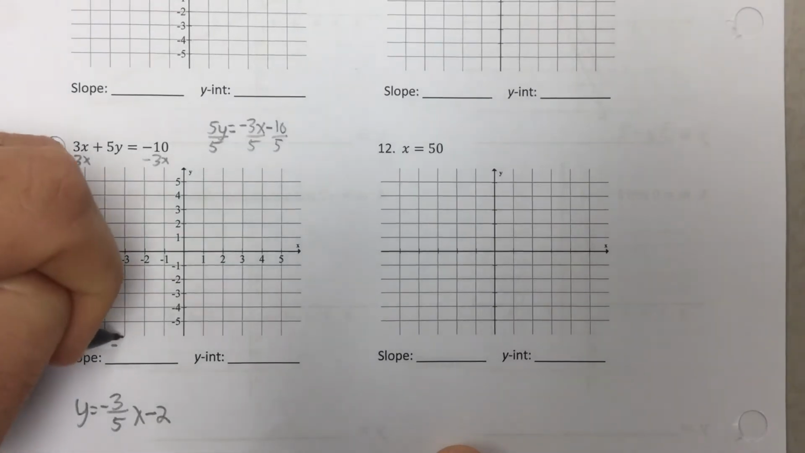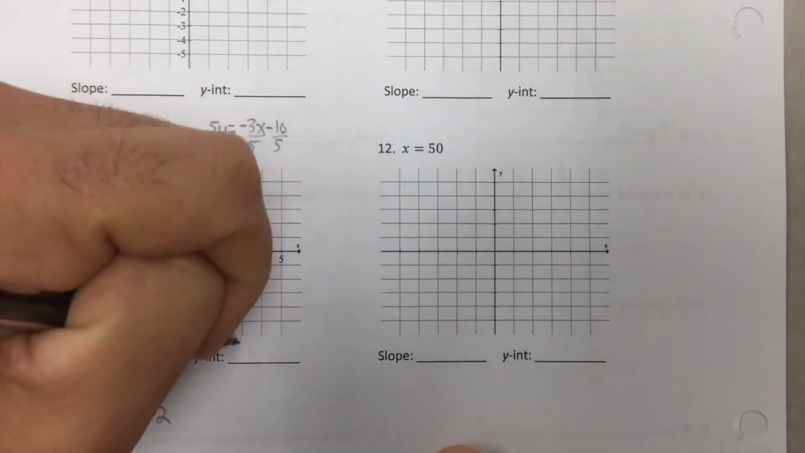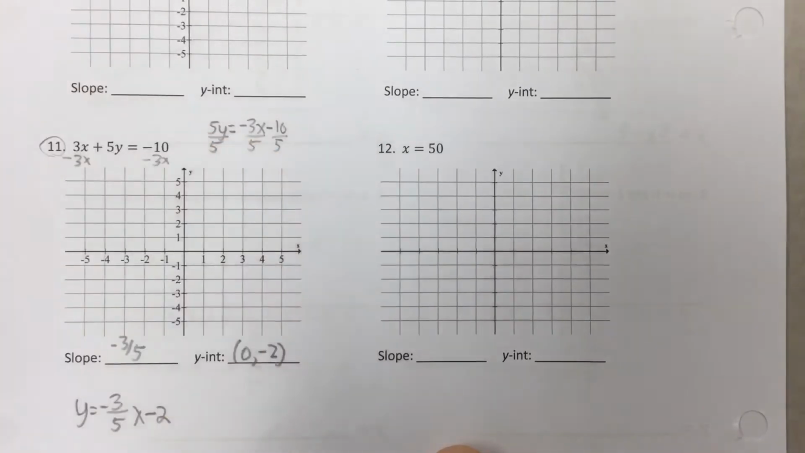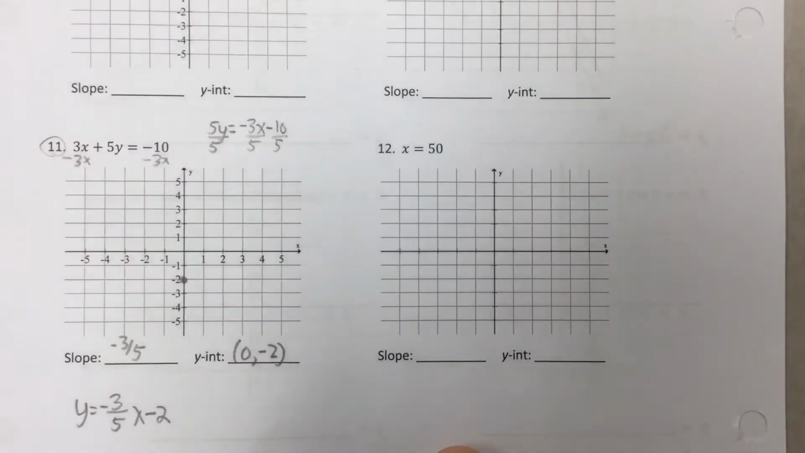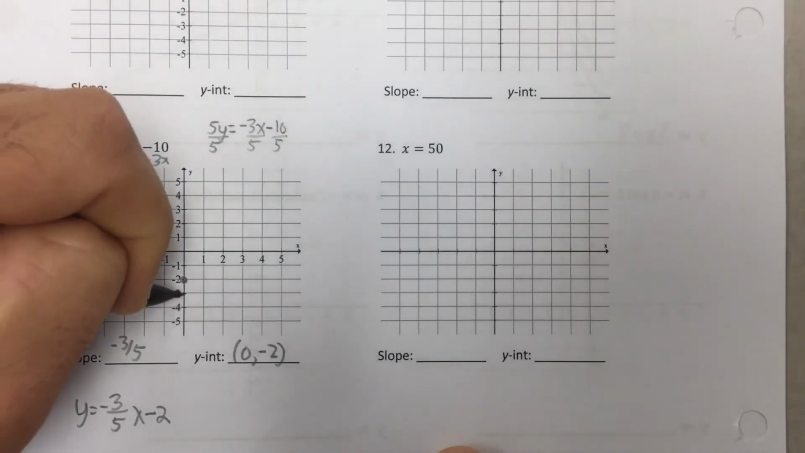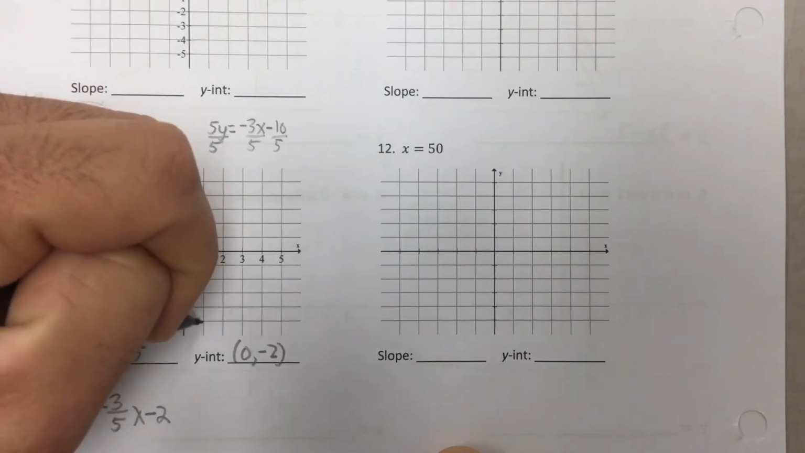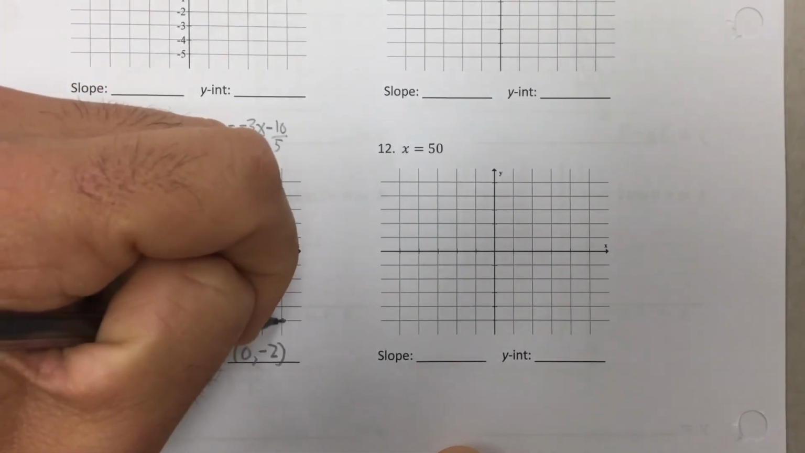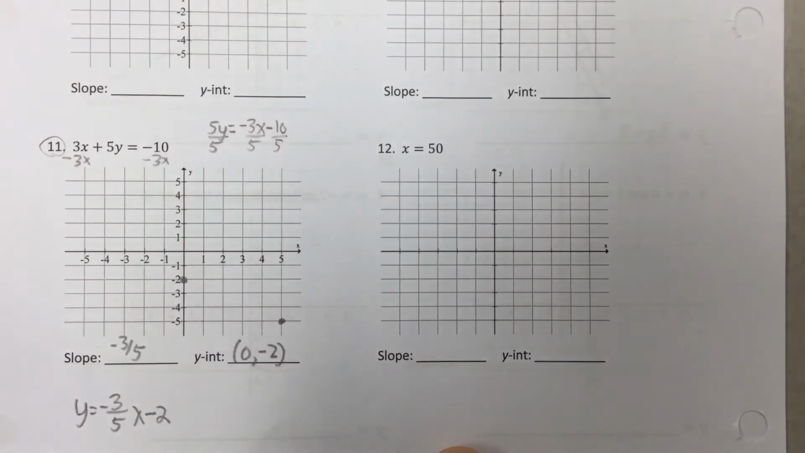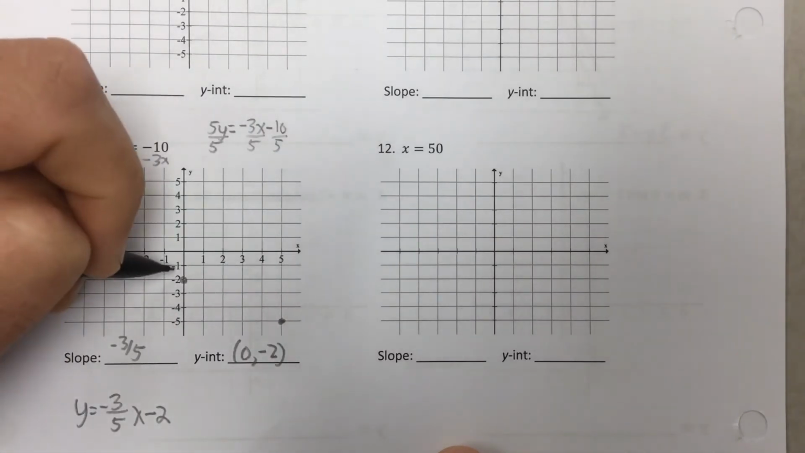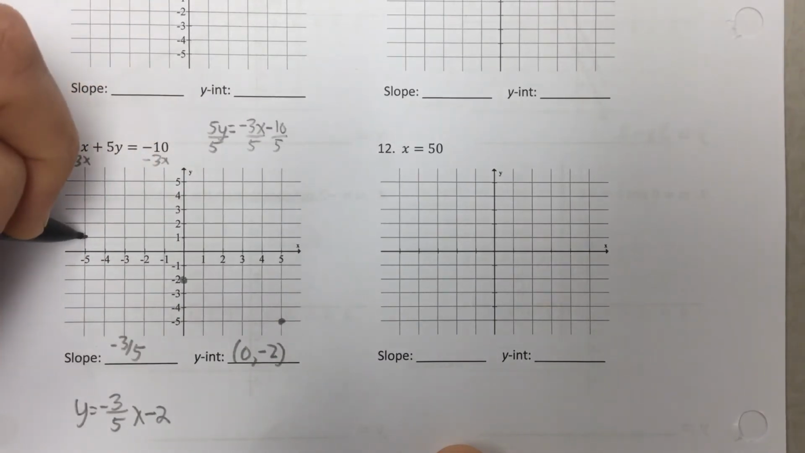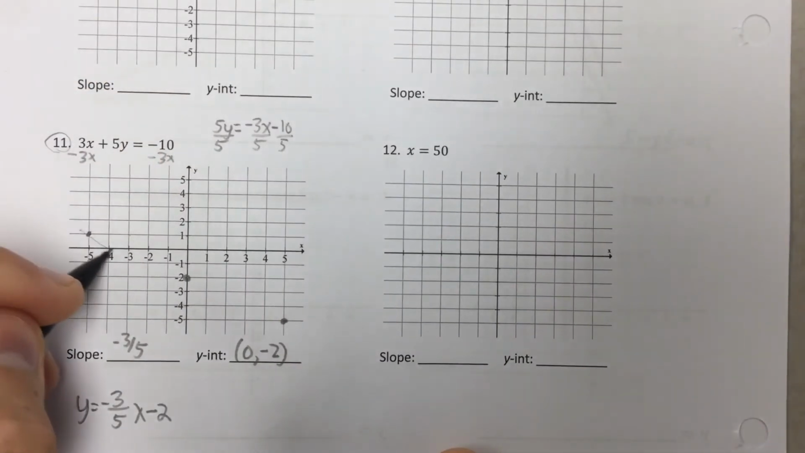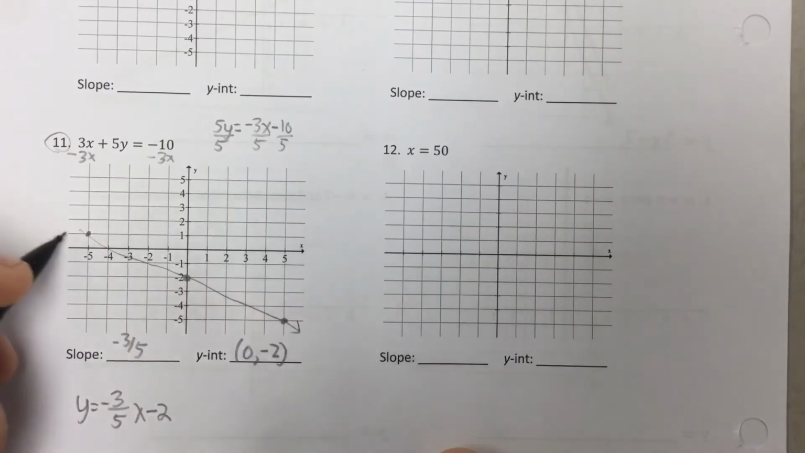Our slope is -3/5. Our y-intercept is 0, -2. And when I plot those points, y-intercept 0, -2, I would go down 3, 1, 2, 3, run 5, 1, 2, 3, 4, 5. Again, the negative applies to the top or the bottom, but not both. And I could go up 3, 1, 2, 3, left 5, 1, 2, 3, 4, 5. And then make that a straight line.